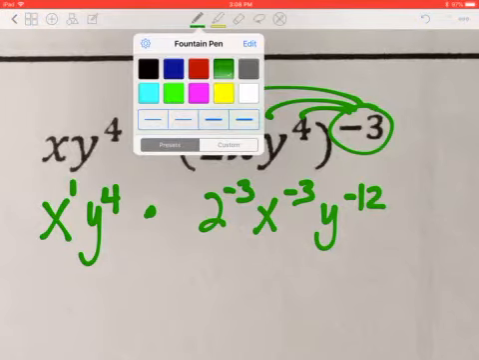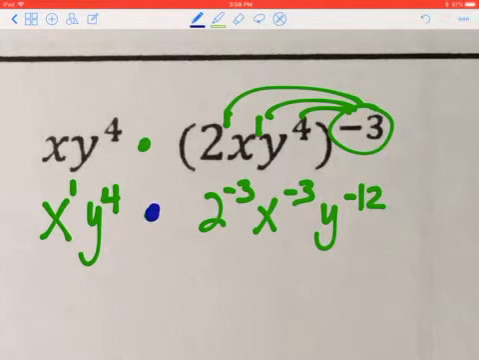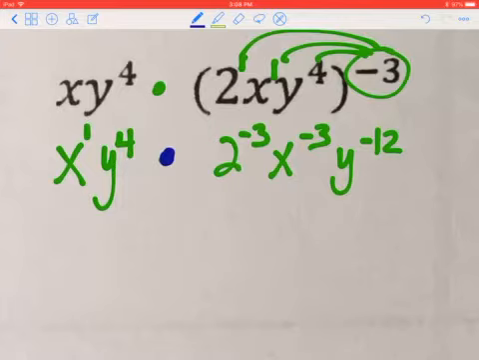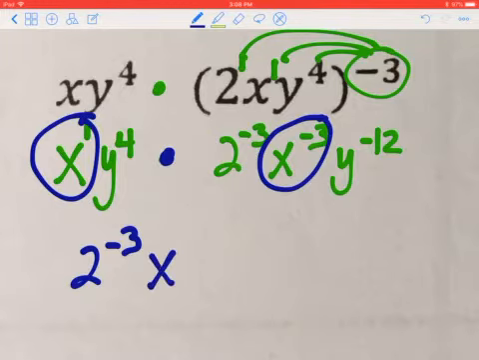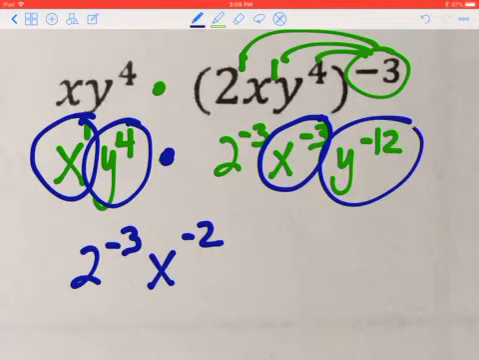Then, since we're multiplying, we take the properties of multiplication, and the 2 has nothing, so we keep that. Again, I'm going to do the negatives at the end. x to the 1 times x to the negative 3. We're adding 1 plus negative 3. That's x to the negative 2. y to the 4 times y to the negative 12. We're adding 4 plus negative 12. That's y to the negative 8.